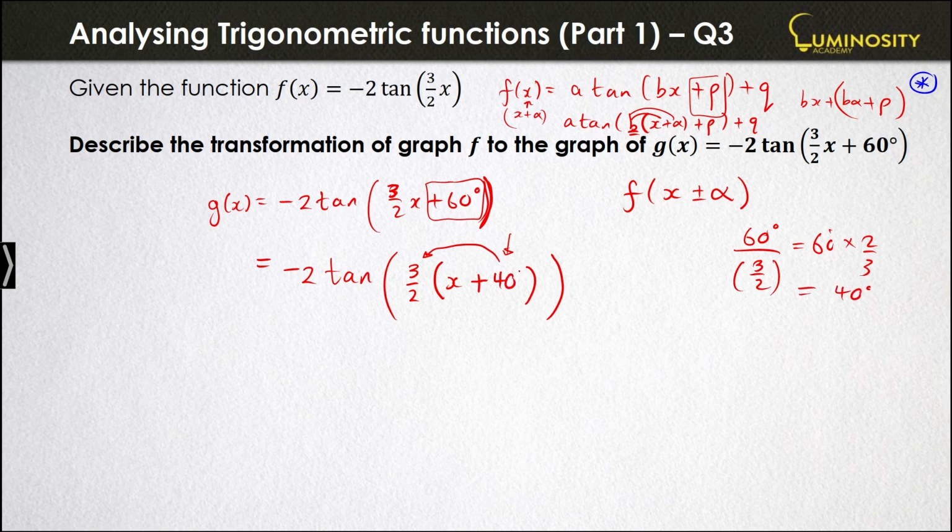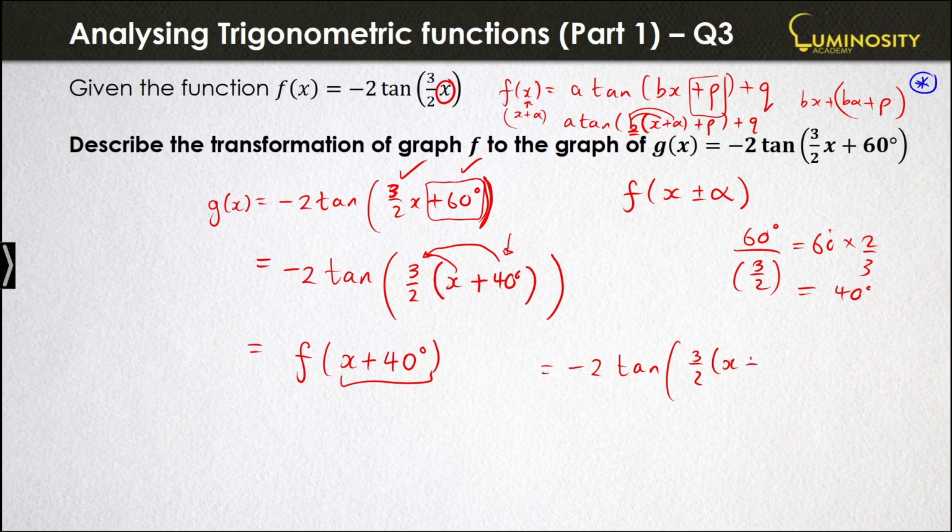Okay, so if I put 40 degrees here, you can see if you expand this product out now, that's going to give you 3 over 2 x, which we've got here, and then 40 degrees times 3 over 2 is going to give you 60 degrees. So this is exactly the same expression. Okay, but this thing here is f of x plus 40 degrees. Because if I plug in now x plus 40 degrees for x, that's going to give you negative 2 tan of 3 over 2. Now instead of x, you're writing it as x plus 40 degrees. Okay, and that's exactly what we have here.